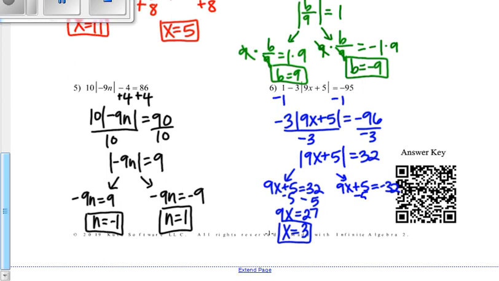Over here, if I subtract 5, I get 9x equals -37. And then I'm going to divide by 9. I'm going to see if that simplifies at all. It does not. So if I divide by 9, I get -37 over 9. You can put that in decimal form if you want. I left it in fraction form, but I did make sure that it does not simplify.